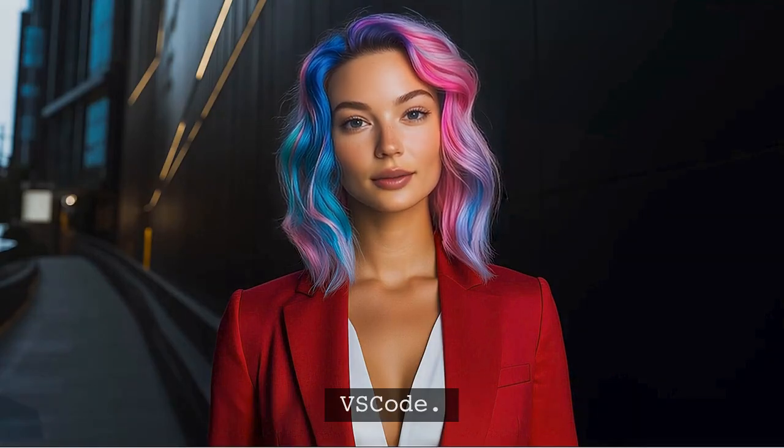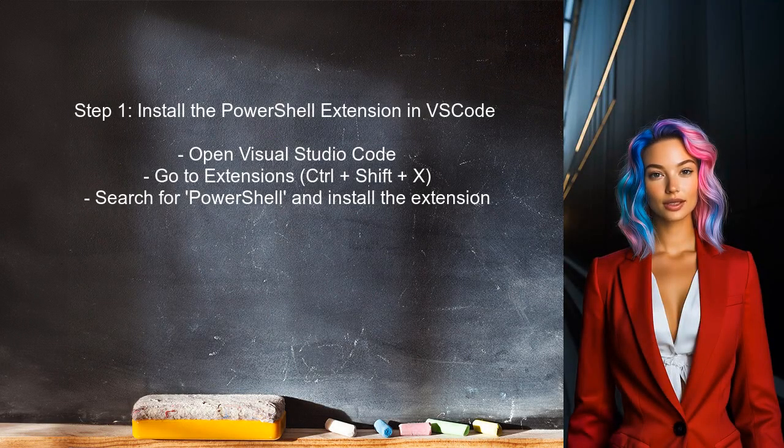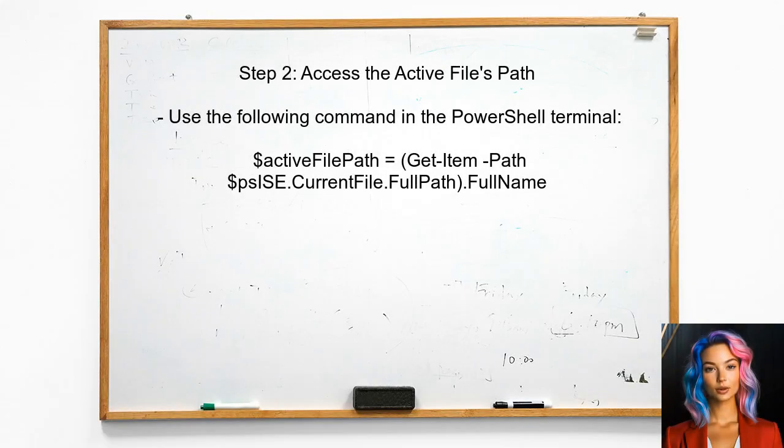To replicate the functionality of the psise variable in Visual Studio Code, the user should first ensure they have the PowerShell extension installed. This extension provides essential features for PowerShell scripting. Next, the user can access the active file's path using the built-in variable called path in the PowerShell extension. This allows them to retrieve the full path of the currently open file.